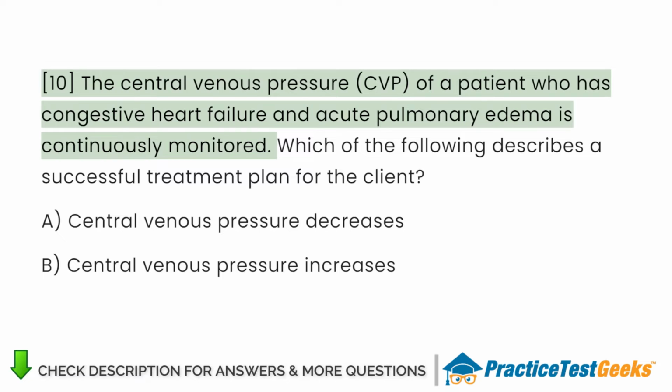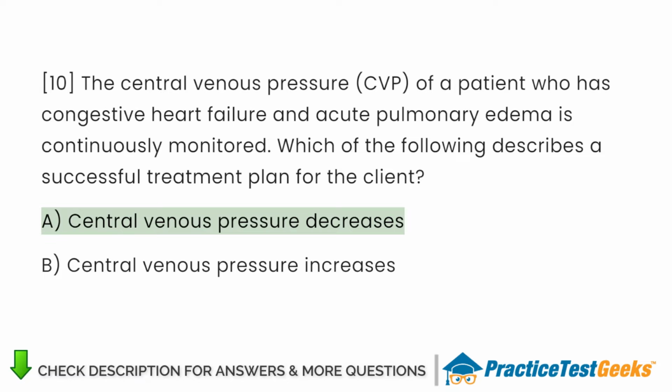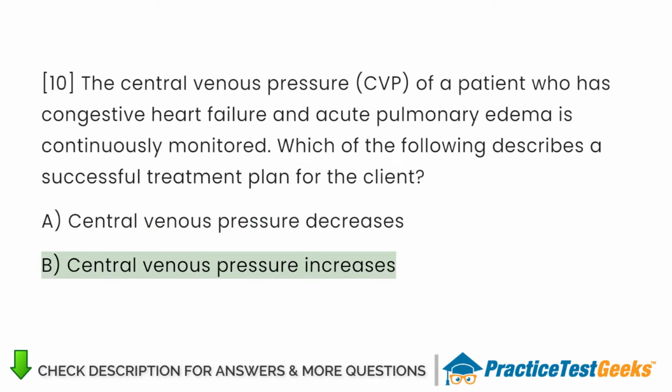The central venous pressure, CVP, of a patient who has congestive heart failure and acute pulmonary edema is continuously monitored. Which of the following describes a successful treatment plan for the client? A. Central venous pressure decreases. B. Central venous pressure increases.